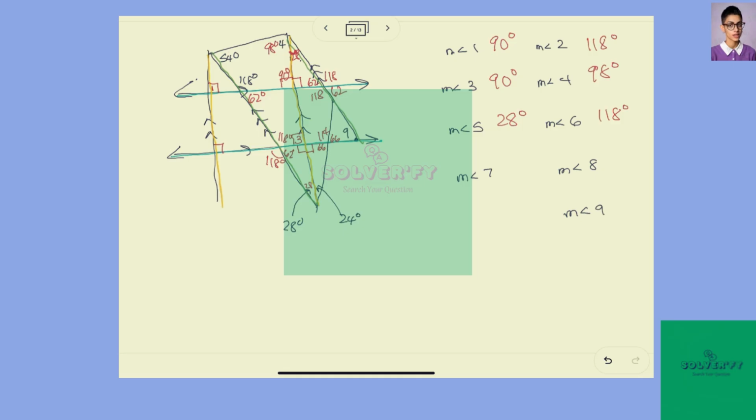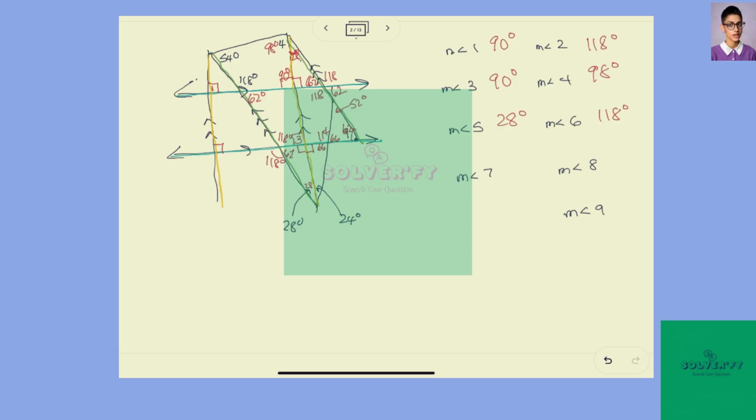I need angle 9, which is going to have the same measure as this 62 degree angle because they are corresponding. So that's 62. 62 plus 66 minus 180. This one is 52 degrees.